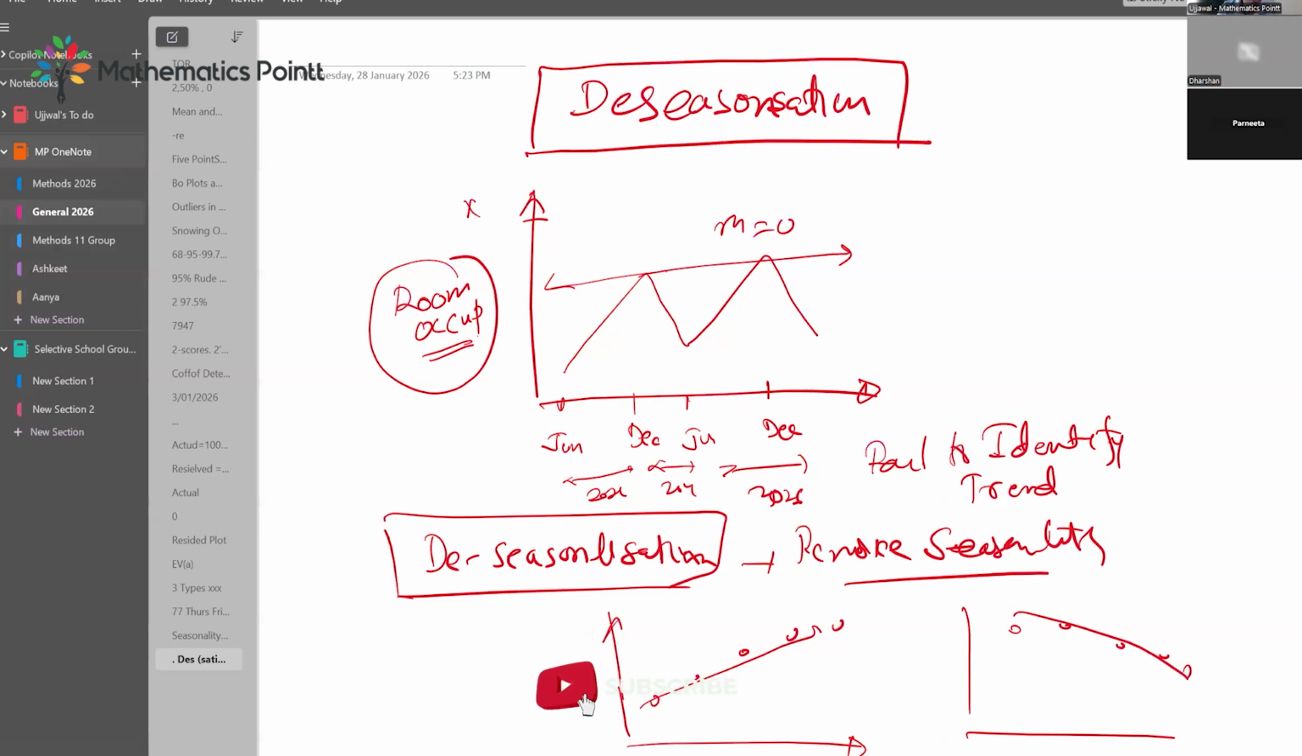with seasonality in it. So deseasonalization helps us, number one, remove seasonality, and the second most important thing it does is it helps us identify the real trends in the data. So that's the goal of deseasonalization. Is this clear so far? Yep. Cool. All right.